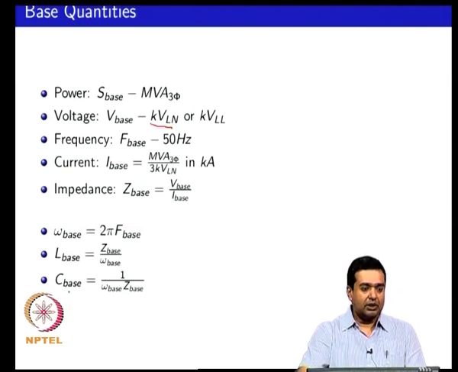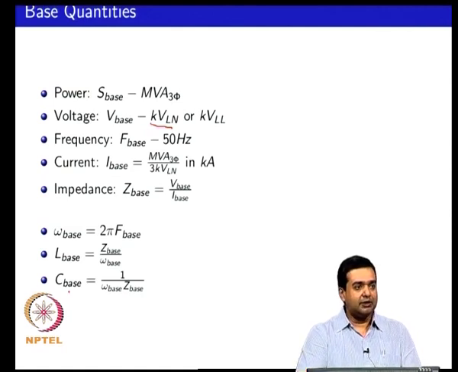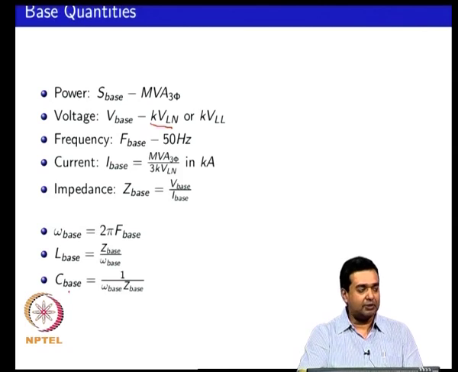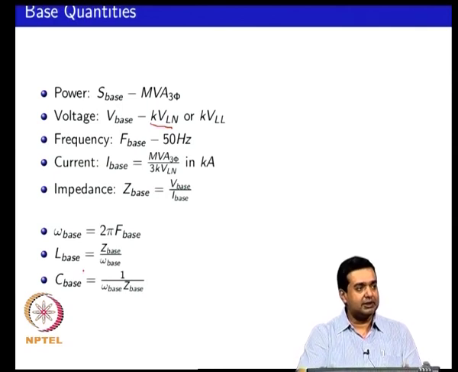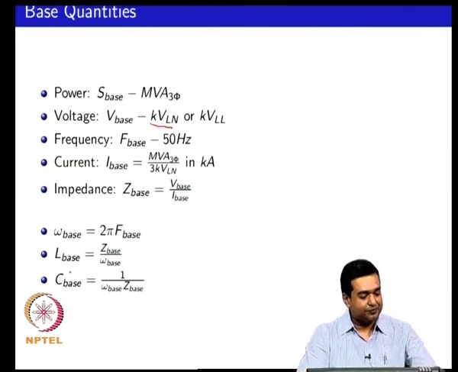So, if you have 1 per unit capacitance connected in parallel, it means that it is a filter drawing a lot of leading VARs. Okay. So, you can get a feel for how much VARs are being drawn by looking at these components on a per unit basis. So, if your L base is 0.3, it means that there could be a substantial drop across that series connected inductor when rated current is flowing. So, looking at the impedances on a per unit basis is useful.